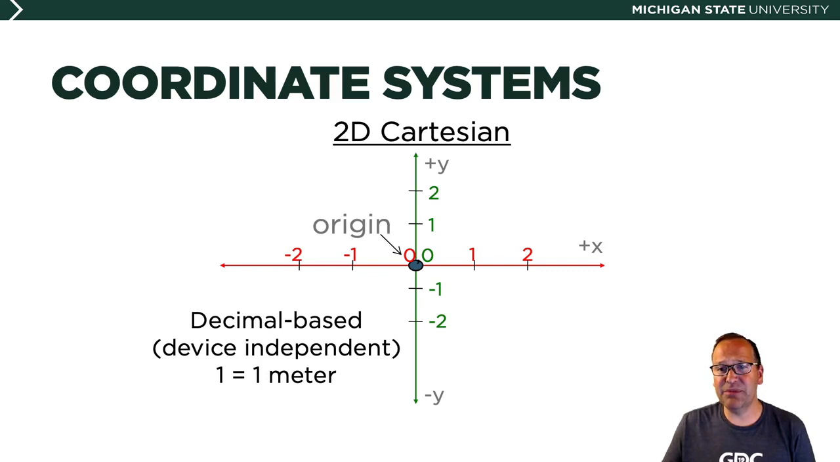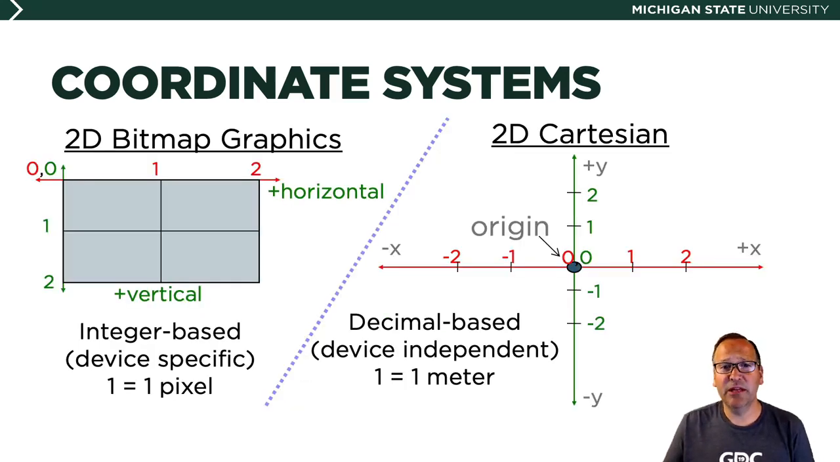This distance can be a unit of measurement, such as centimeters, meters, inches, or miles. In Unity, the standard unit of measurement is meters. So point 1, 2 would be 1 meter over in the x direction and 2 meters up in the y direction. In game development, you likely will encounter both types of coordinate systems, but the 2D Cartesian system is what you will deal with most.